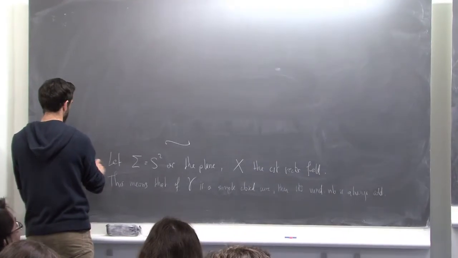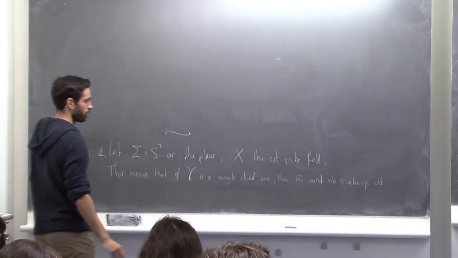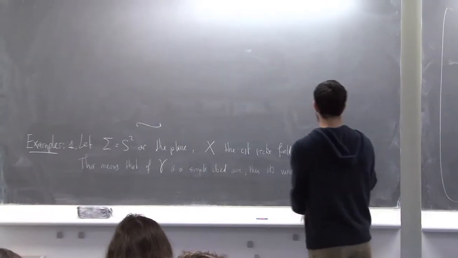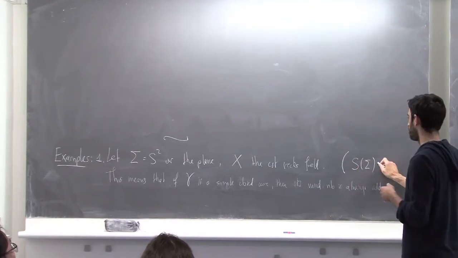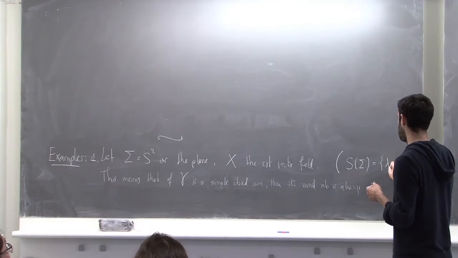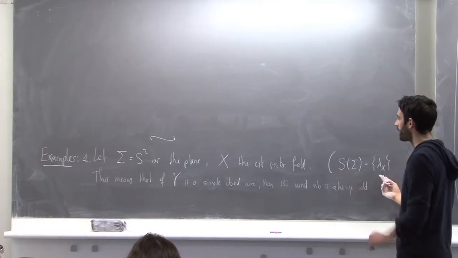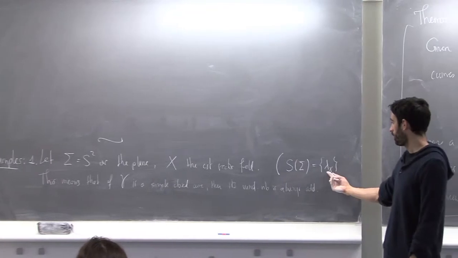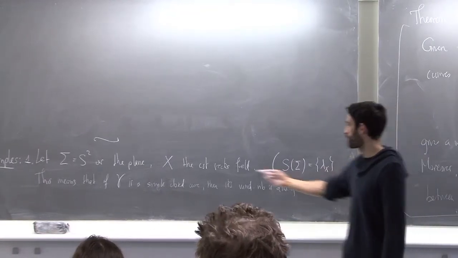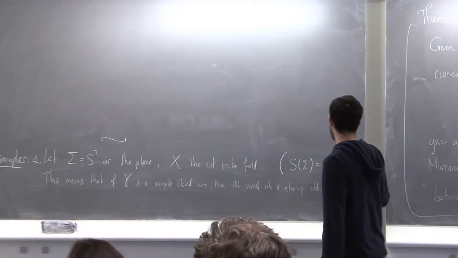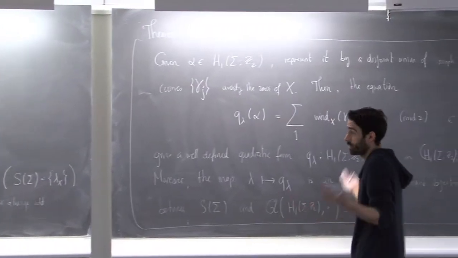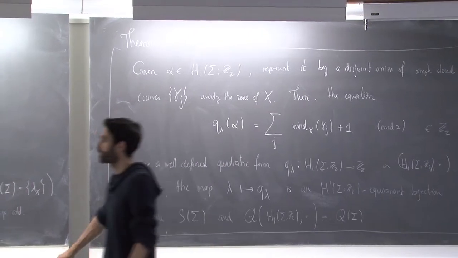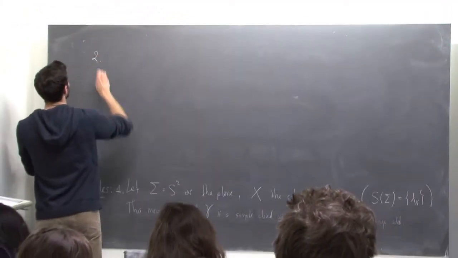So that was the first example. In this case, of course, the set of spin structures is given by a single element, which we can describe as the spin structure corresponding to this constant vector field. And of course, you have a single quadratic form, and it's the zero quadratic form. Okay, there's not much. And I want to give you a second example.